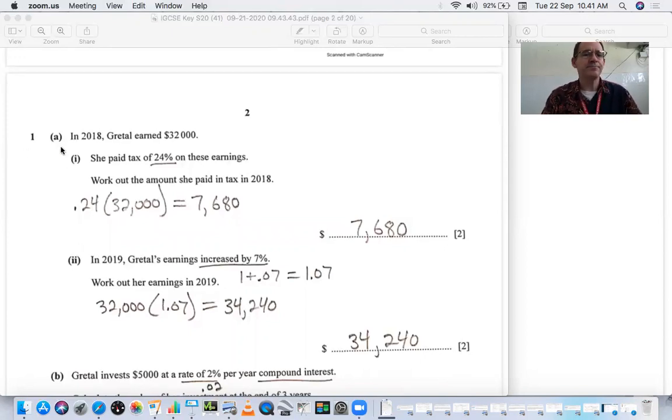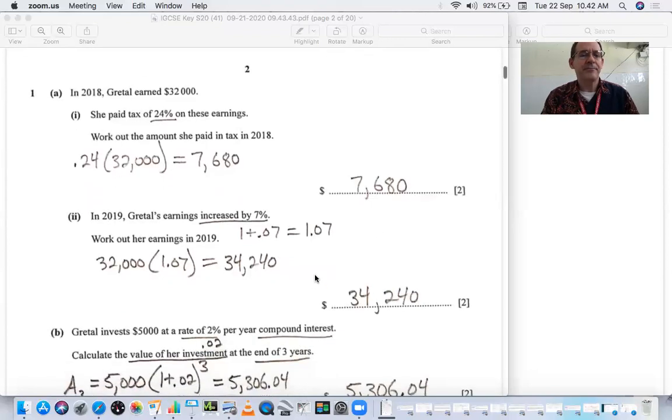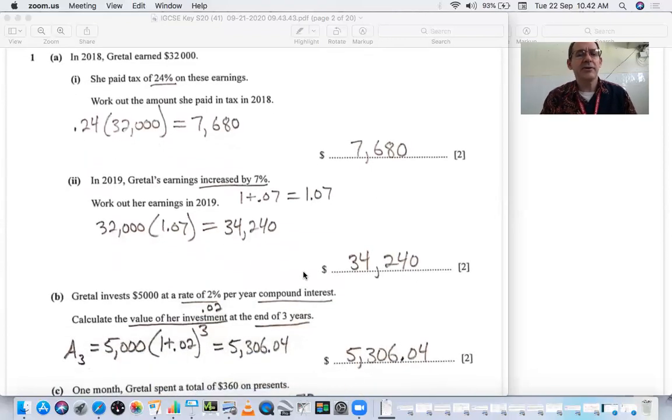Question number 1, A. In 2018, Gretel earned $32,000. She paid tax of 24% on these earnings. Work out the amount she paid in tax in 2018. So 24% on your earnings basically means 24% of your earnings, which you multiply and you get $7,680. Then in 2019, her earnings increased by 7%.